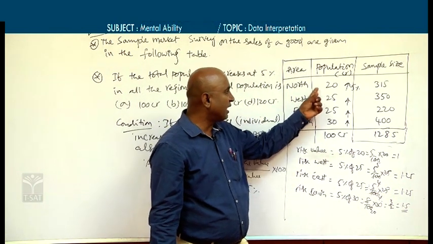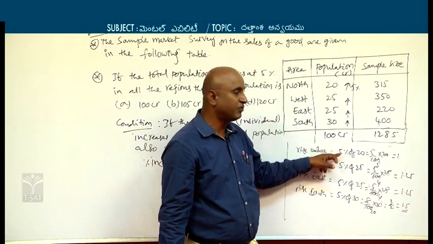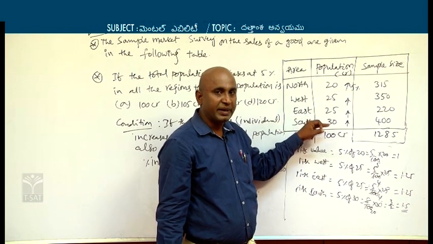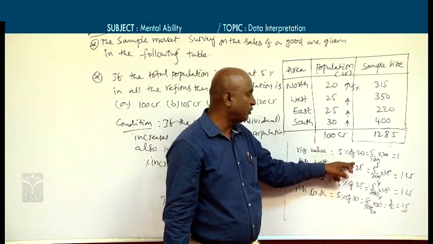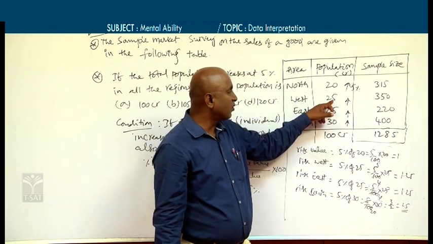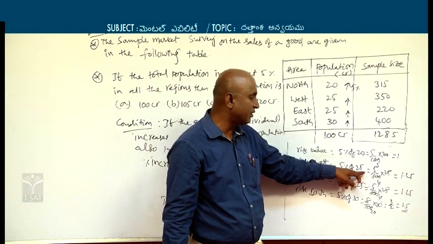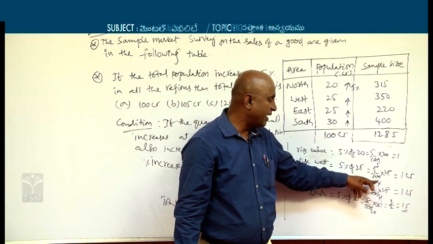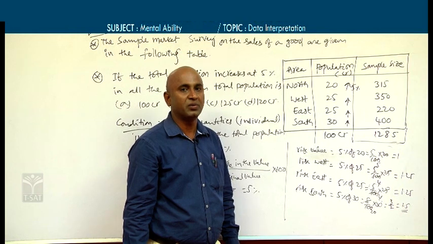If the population of the north region is increased by 5%, the increased population is 5% of 20. 5% of 20 crores is 20 into 5/100, so 1 crore is the increase here. Similarly in the west, 5% of 25 is 5/100 into 25, which is 5/4, equal to 1.25. So the increase in population is 1.25 crores.